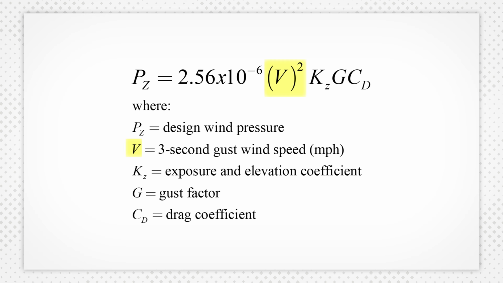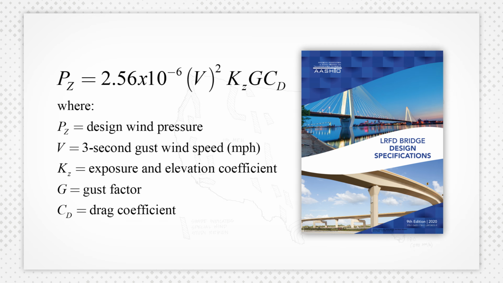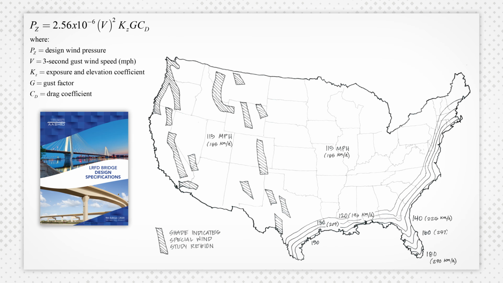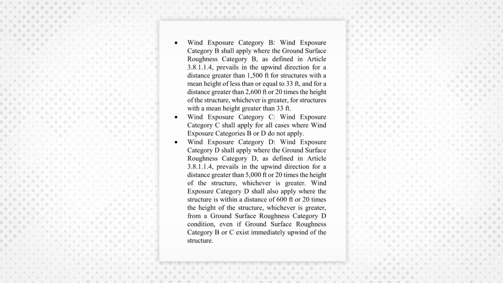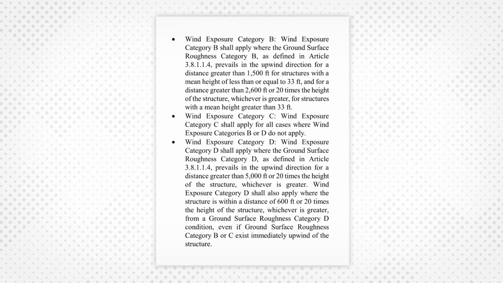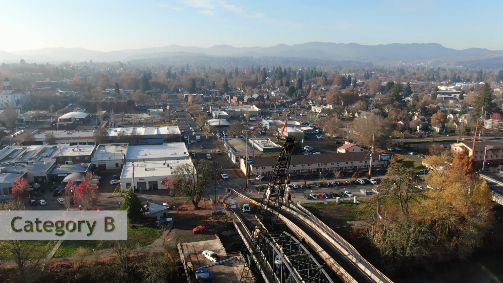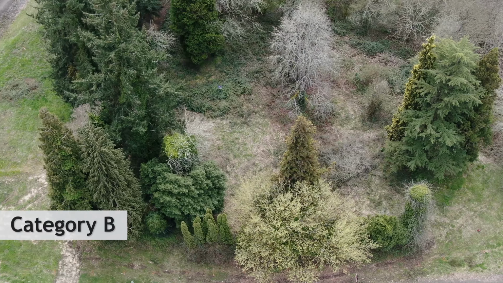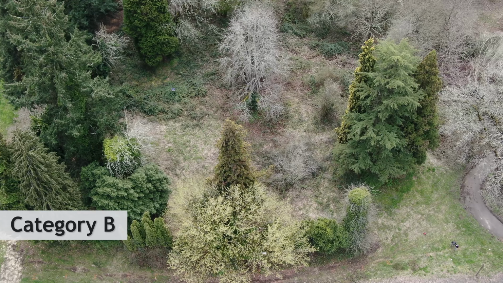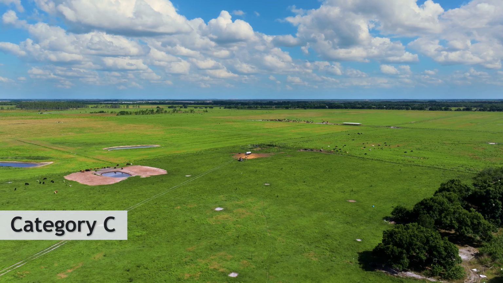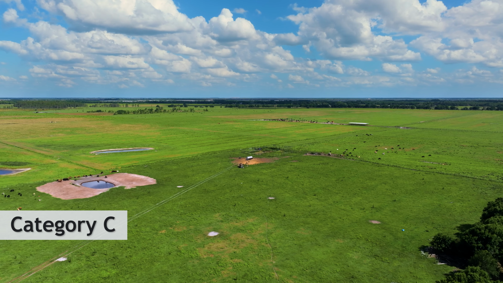Speed squared is modified by three factors: exposure and elevation coefficient, K sub z, gust factor, G, and drag coefficient, C sub d. These factors are found in the AASHTO code. Wind speed is found from maps provided in the AASHTO code, which provides the 3-second gust wind speed. A driving variable in wind pressure is ground surface roughness, which inputs to K sub z. There are three roughness categories, B, C, and D. Category B is defined as urban, suburban, and wooded areas with obstructions the size of single-family dwellings. Category C has scattered obstructions and includes flat, open country and grasslands.